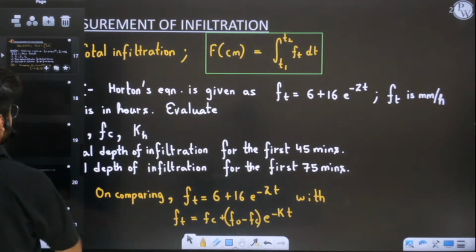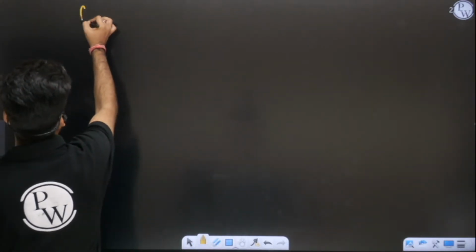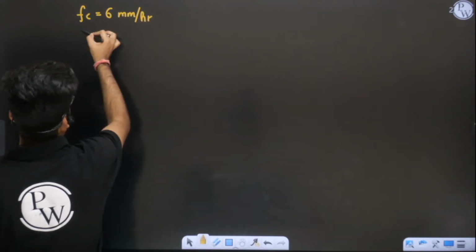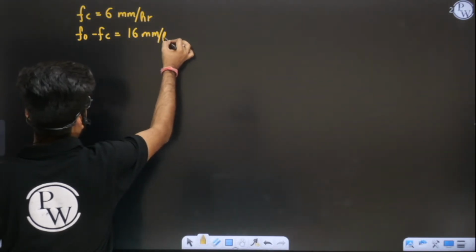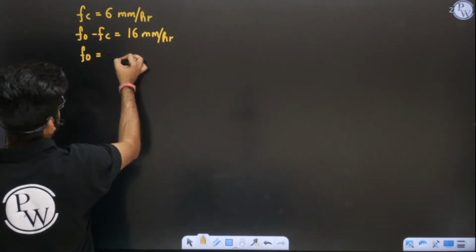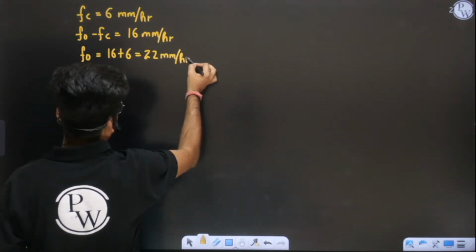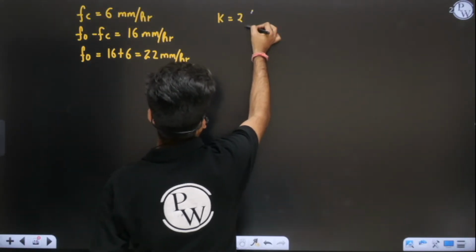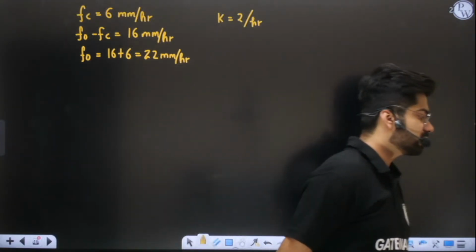So on comparing this, Fc will be 6 mm per hour. F naught minus Fc is 16. You all know Fc is 6, so F naught will be 16 plus 6, 22. And K will be 2 per hour. So this is the first part. I hope it is clear to you all.